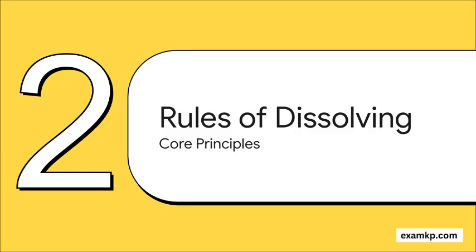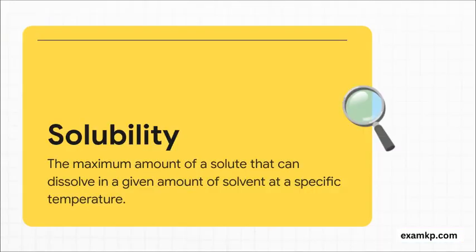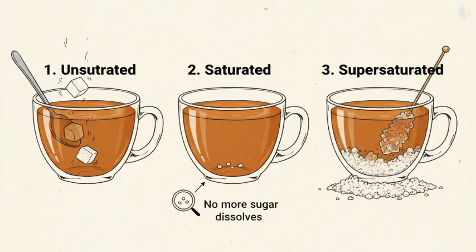Okay, so now we know why water is such a great solvent. Now let's get into the rules that control this whole process. These are the core principles you're definitely going to be tested on. Okay, this next part, you absolutely have to know this for your exam. It's the definition of solubility. It is the maximum amount of a substance, a solute, that can possibly dissolve in a solvent at a specific temperature. Just think about adding sugar to your tea. You can stir and stir, but eventually you hit a point where the sugar just sinks to the bottom, right? That limit, that is solubility.